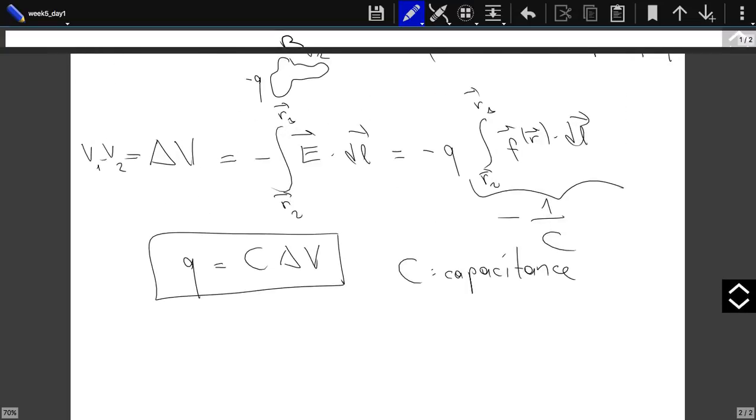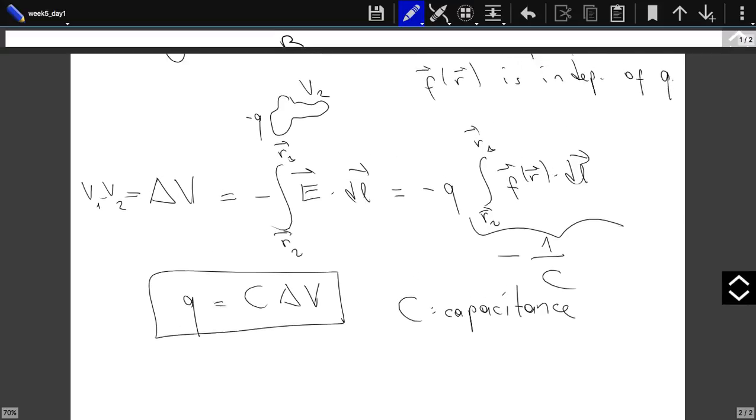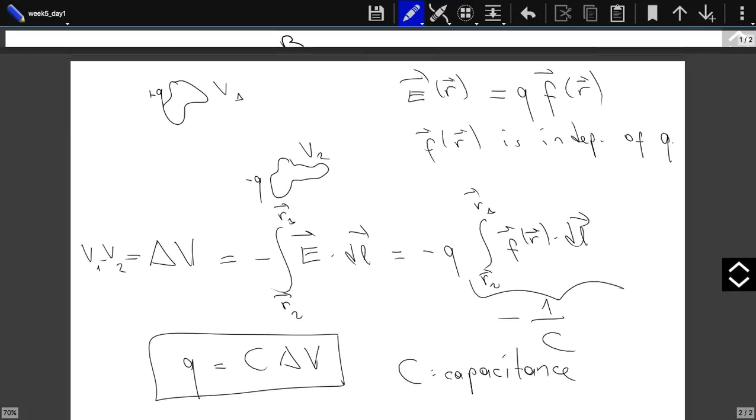Now, this is the definition. Then we need to calculate it. What is the capacitance of certain things? Well, the capacitance you can define for any system. The only thing you need is two conductors. They can have arbitrary shape and be positioned in arbitrary places. You put some positive charge in one of them and a negative charge on the other one.